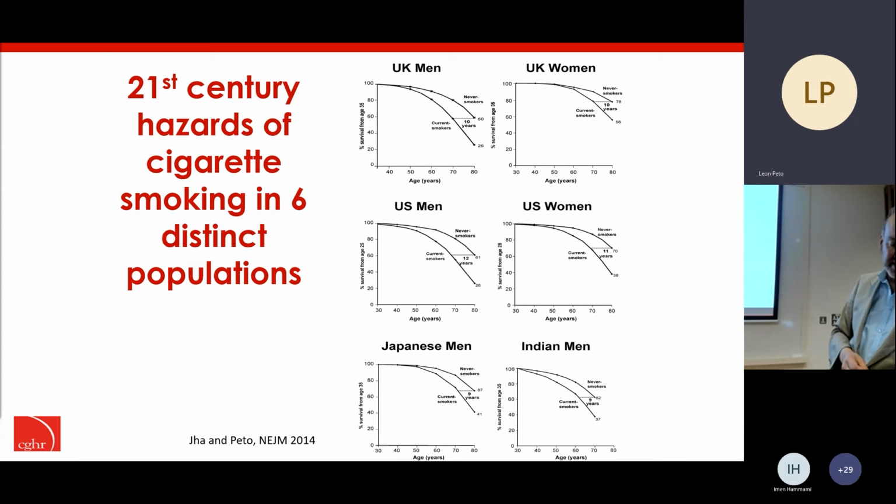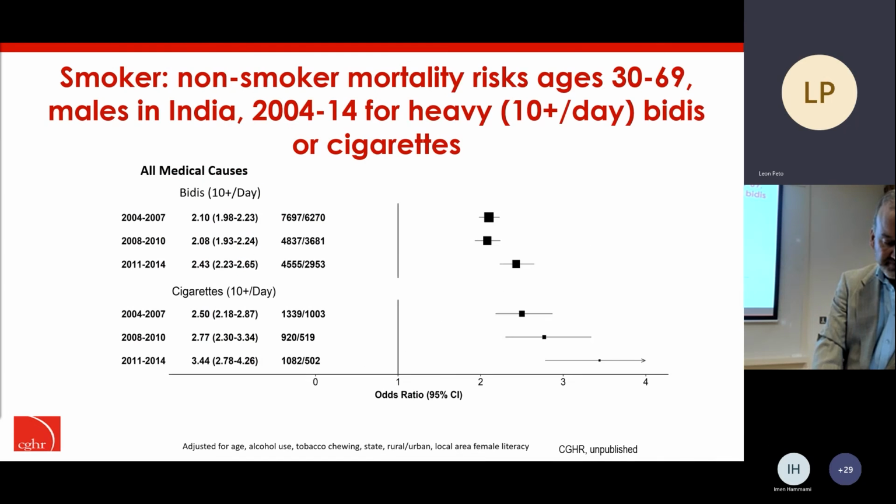The top is Richard Doll's study of the UK doctors. Then it's Valerie Beral's Million Women Study. Those are prospective studies. In the US in the middle, and these are Japanese atomic bomb survivors. So you see comparable hazards, even though Indian men smoke later in life and smoke less.